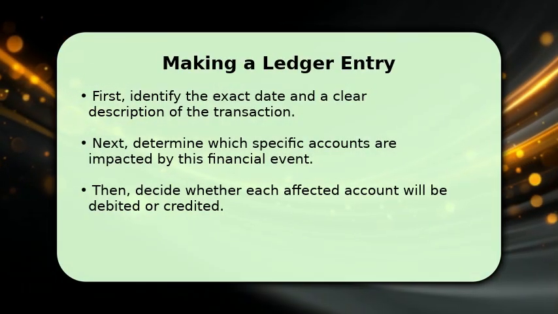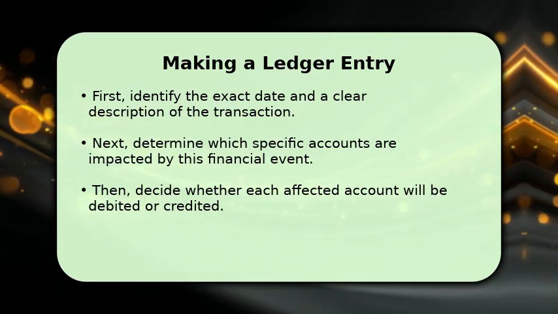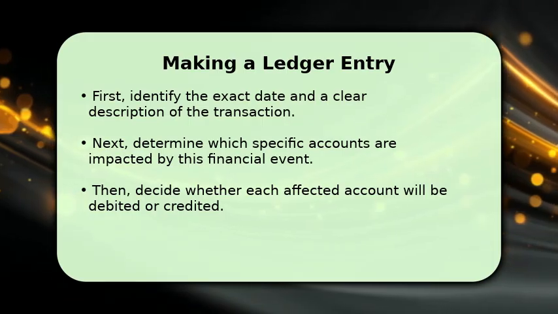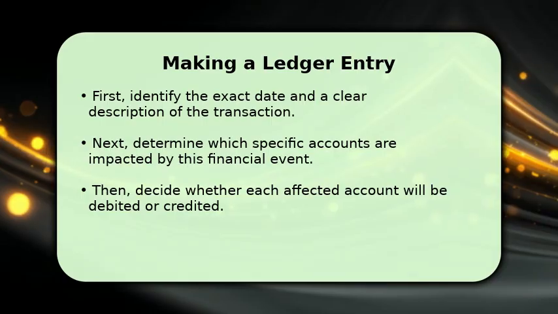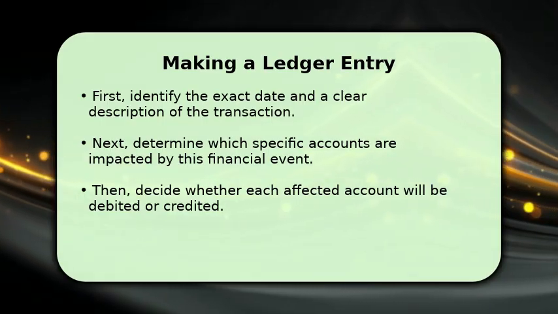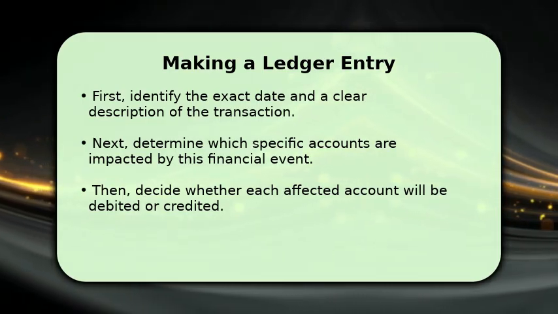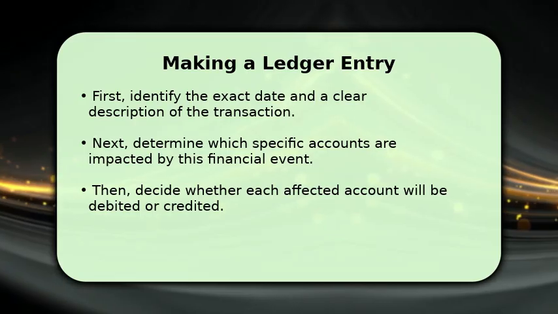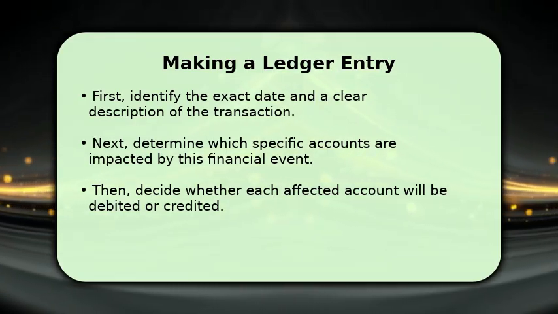Let's walk through the practical steps of making a ledger entry. Begin by noting the transaction date and a brief, clear description. Then, identify the specific accounts involved, for example, cash and sales revenue for a cash sale. Crucially, determine whether each account needs a debit or a credit. Remember, debits increase assets and expenses, while credits increase liabilities, equity, and revenue. Finally, record the exact amounts in the correct columns to ensure your entry is balanced.